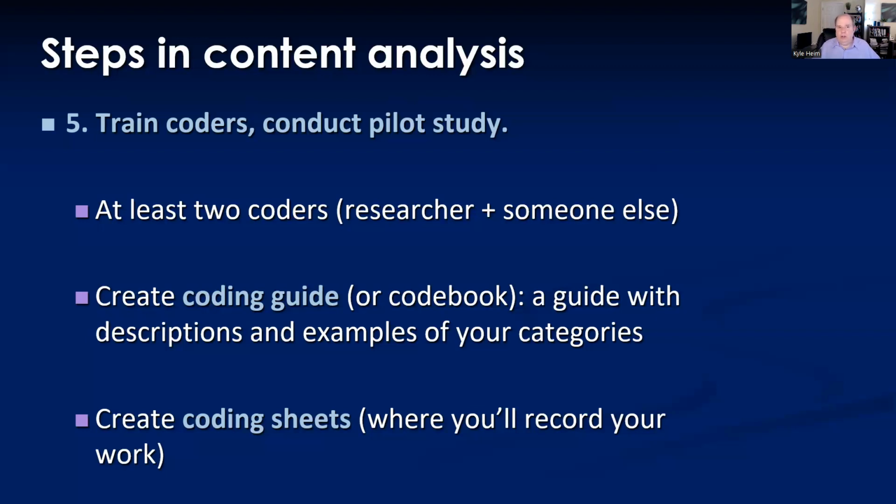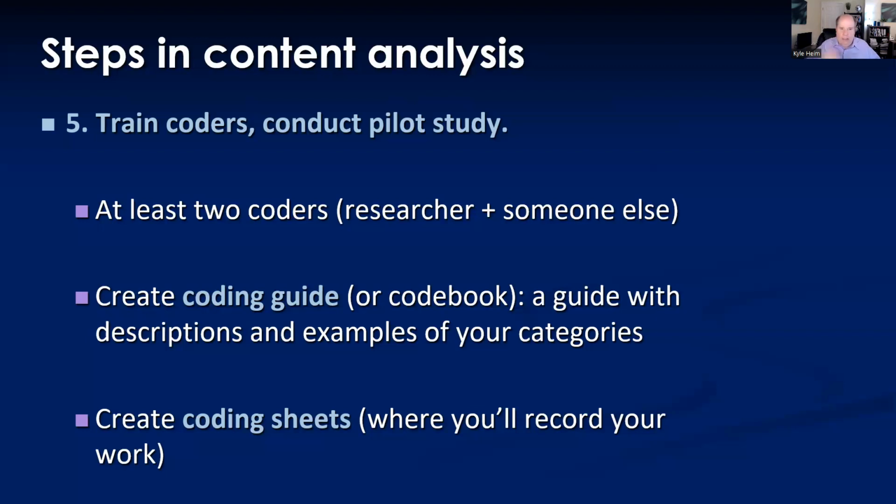Sometimes it's no more than a single page. But the coding guide will give the list of your categories, and it will give a description or definition for each one. And then it will also give some examples for those different categories. So in our hypothetical example, if we are coding the ads as positive or negative or neutral, our coding guide would explain what we mean by a positive ad, what we mean by a negative ad, what we mean by a neutral ad, and then give some examples of each of those.